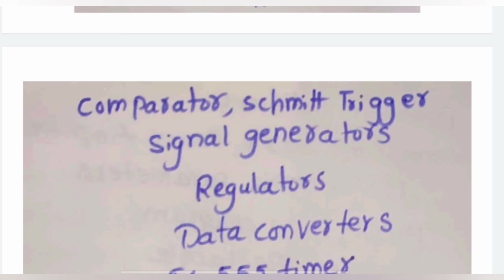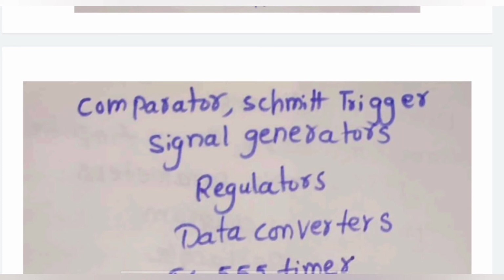Then we will see the classification, that is a series regulator and switching regulator. We will see what is meant by a series regulator, fixed 3-terminal positive voltage regulator, that is 78XX, and fixed 3-terminal negative voltage regulator 79XX. And then we will see what are the characteristics of 3-terminal regulator. Then we will see some terms like line regulation, load regulation, ripple rejection.